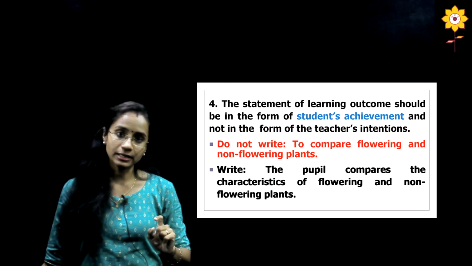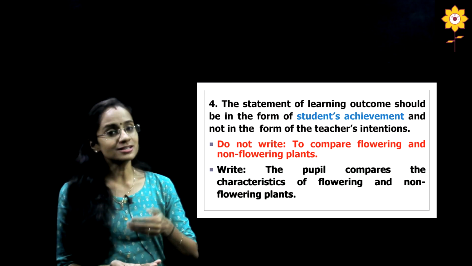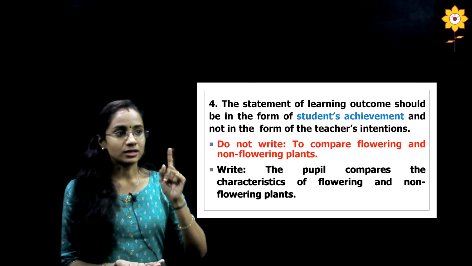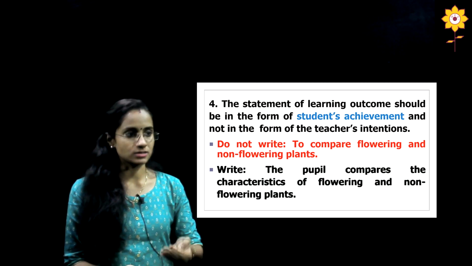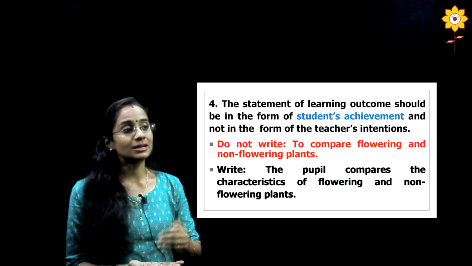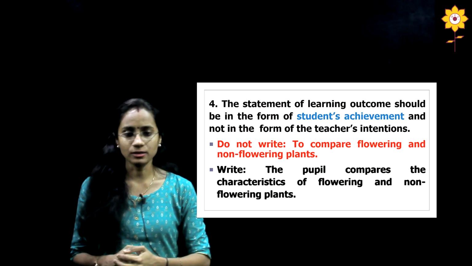How will we write it correctly? The pupil compares. So who is doing it? It is the student. So here it is clear that the learning outcome is in the form of student's achievement. I should write it as: the pupil compares the characteristics of flowering and non-flowering plants.